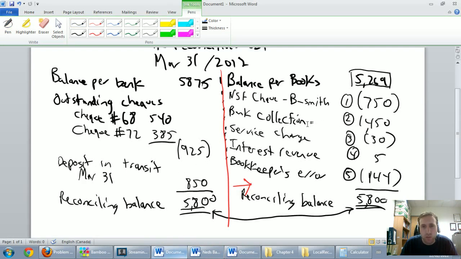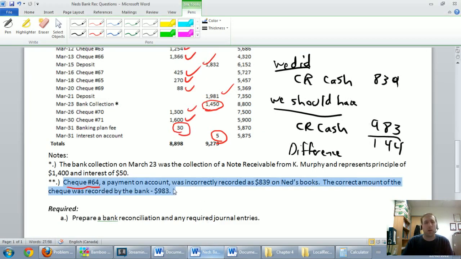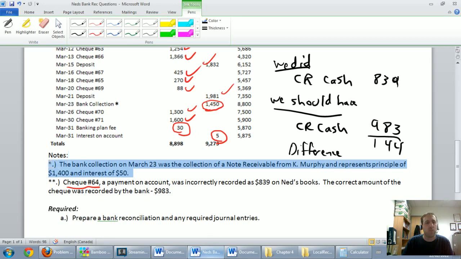Okay, the next entry, part 2. Entry 2 says bank collection $1,450, and I remember this one had an asterisk. I got to go back to the original problem and read the asterisk. It says the bank collection on March 23rd was the collection of a note receivable from K. Murphy and represents principal of $1,400 and interest of $50. Okay, so we got $1,450. $1,400 was principal on a note receivable. $50 was interest. Let's worry about the $50 first.